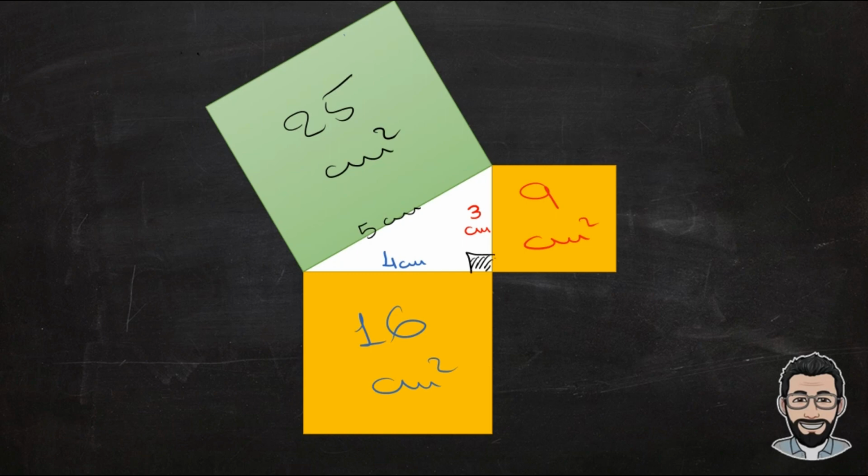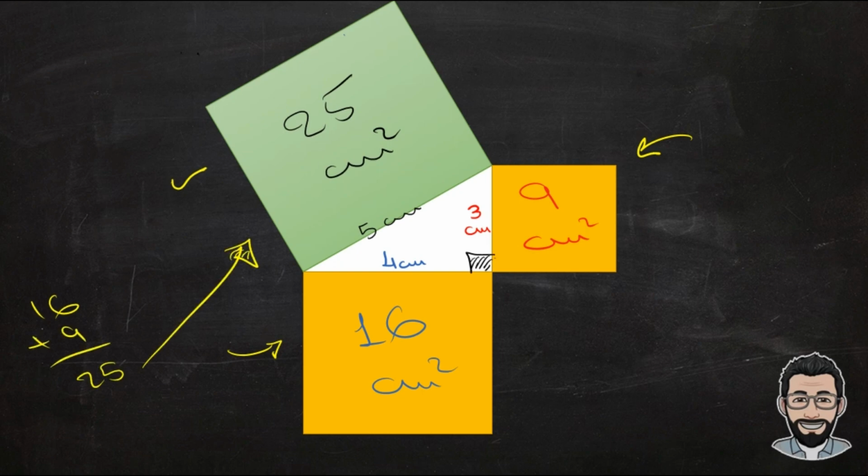Now, do you notice something here? Can you add any two areas to find the third? Which two areas are you going to add to get the third area? The third square. Excellent. When you add this area and this area, you're going to find this area. So 16 plus 9 equals 25, the third area. So that's what Pythagoras discovered.